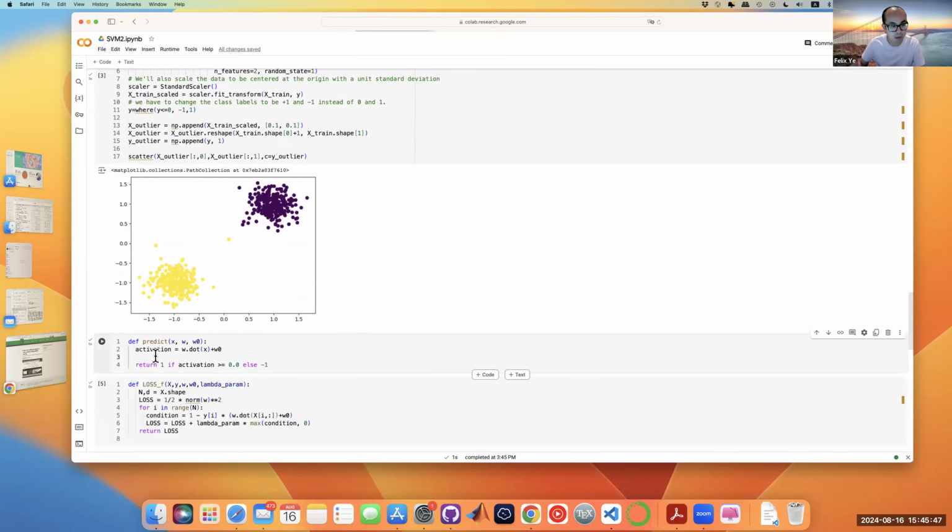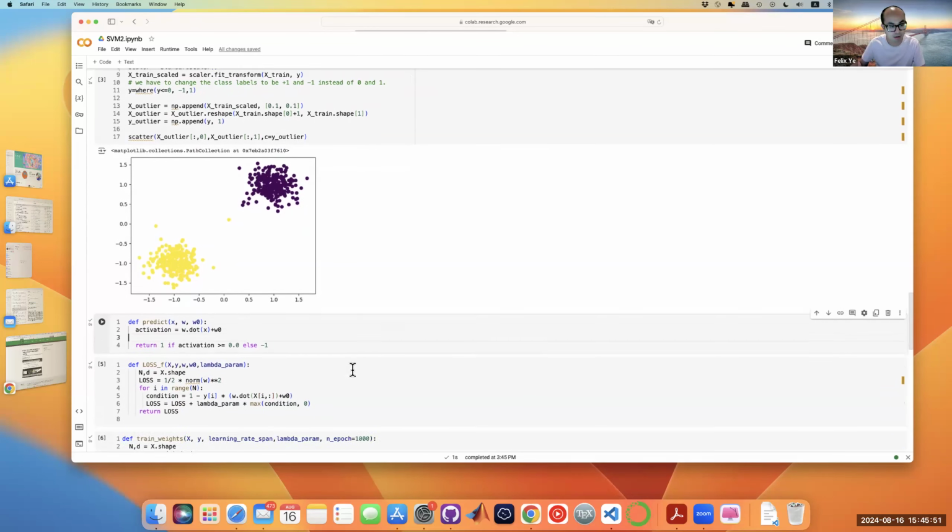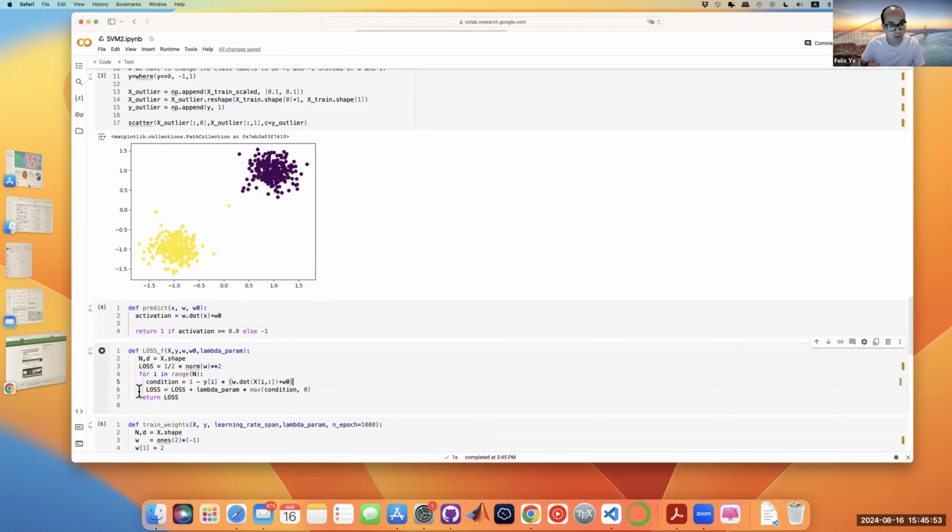Okay, so this is my prediction function, which we have talked about before. This is my loss function, and it is pretty straightforward. We have the norm squared times half, and then we add to it the maximum of this condition and 0. That would be my loss function.